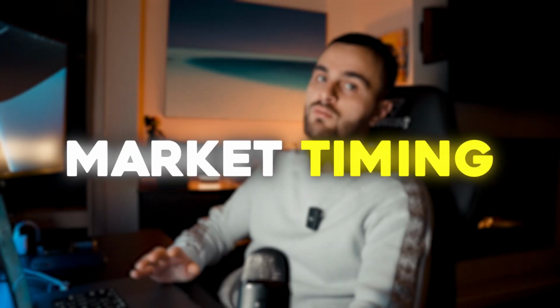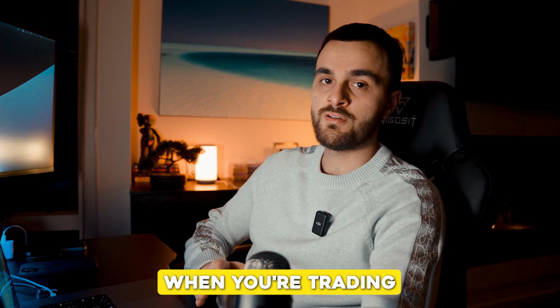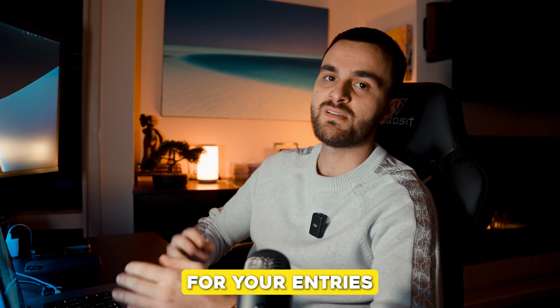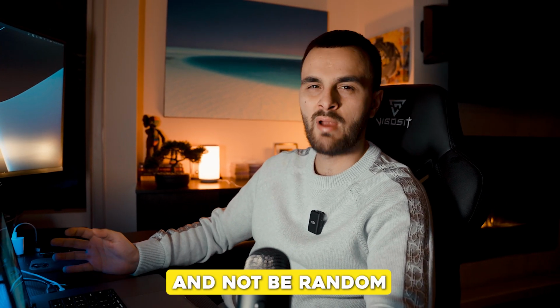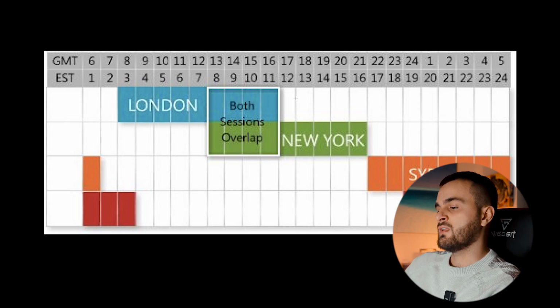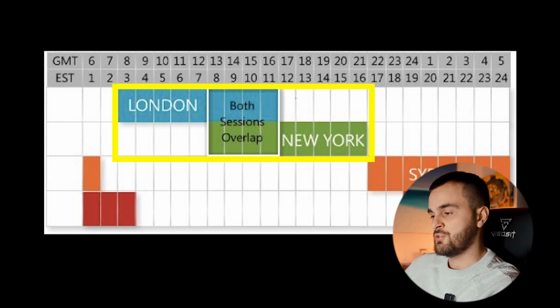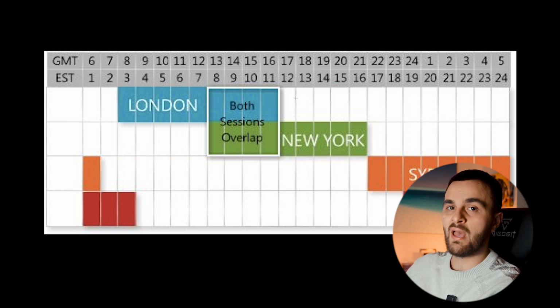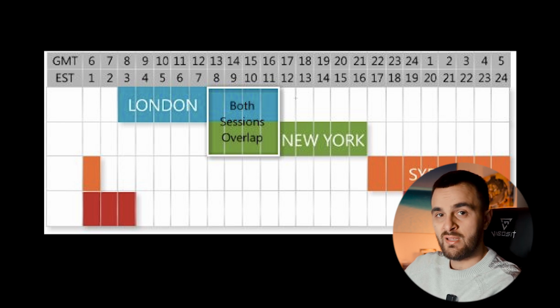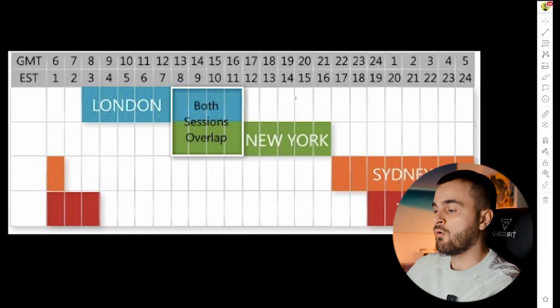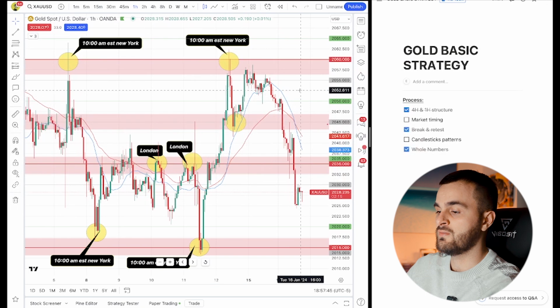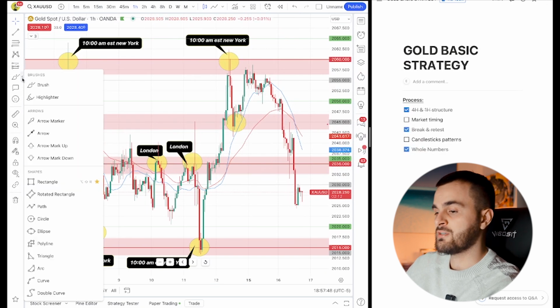Market timing. It's very important to know when you're trading and looking for your entries at certain times in the market and not be random with it. Gold is going to give us a lot of good entries in the London or New York session. So I'm very focused on those sessions a lot for looking for potential entry points on gold for either break and retest around the whole numbers like we talked about in the first video. We have some good reactions on gold.